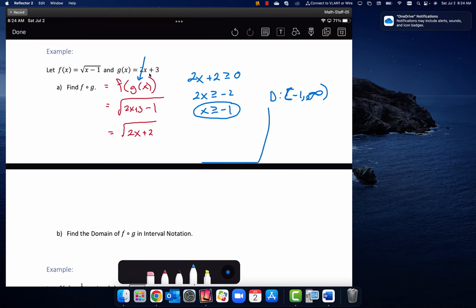Sorry, this actually goes down here. I didn't realize we were doing the next page. Yeah, so our domain we've already found.